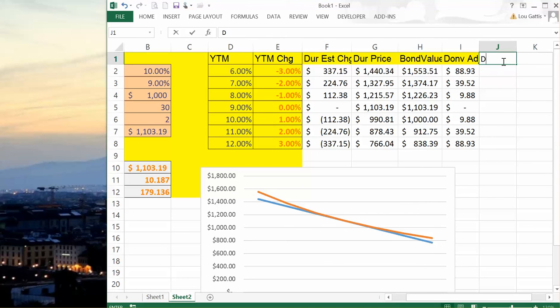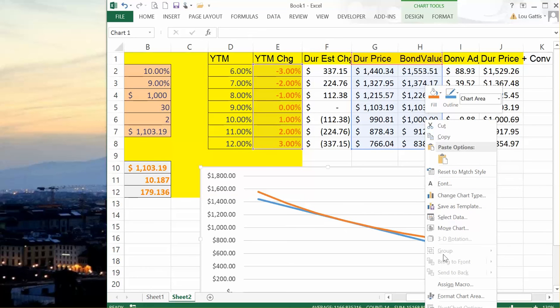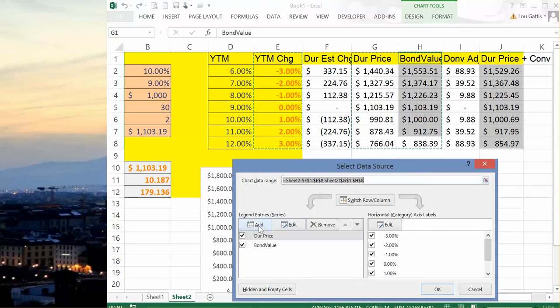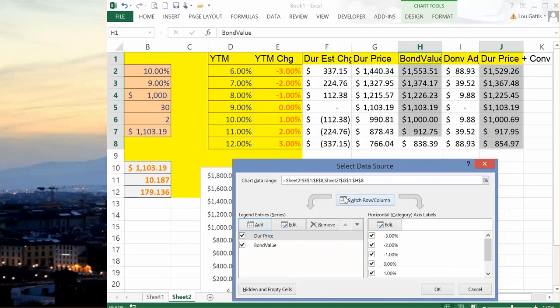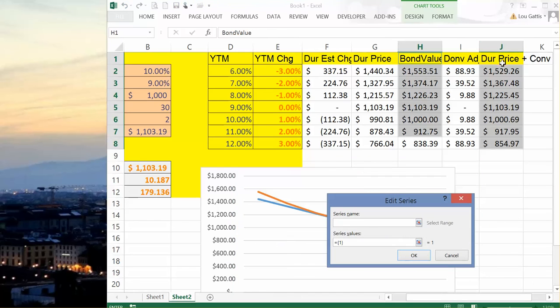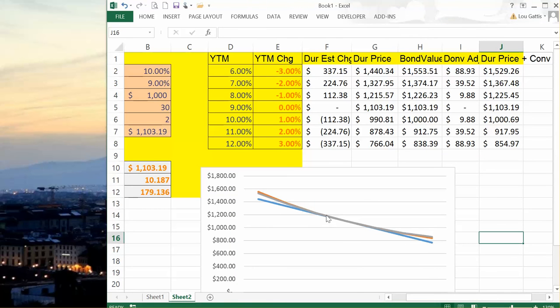So if I take my duration price estimate plus convexity adjustment, so I add this to my duration, I now get numbers that are really close to the actual bond value. So let me add that to my graph. And you can see it lines up pretty well.